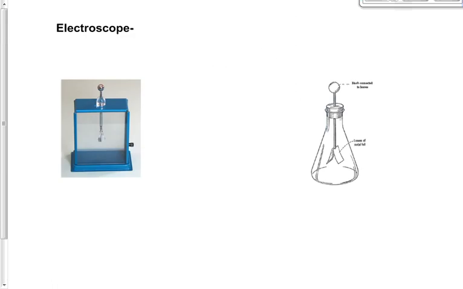All right. One more quick little thing here, guys. I just want to show you a device that you're supposed to be familiar with. We actually have some of these, but in my experience, they don't work very well. At least the ones that we have don't work very well at all. An electroscope is a device that's used to detect charge.